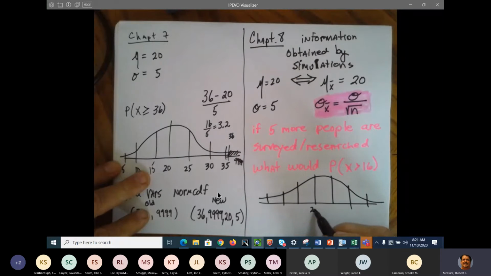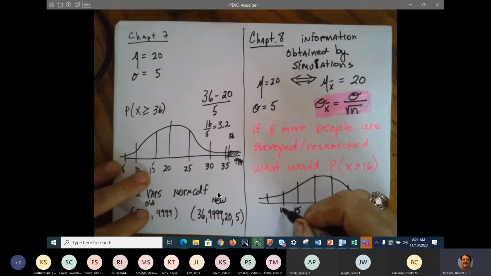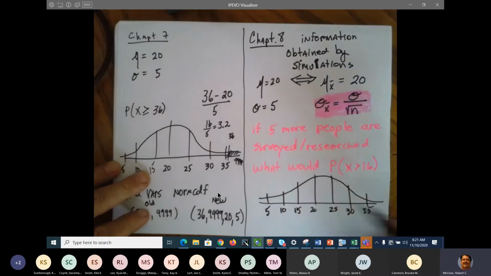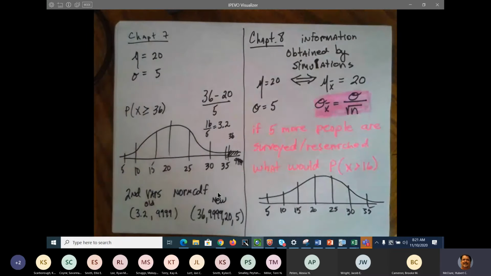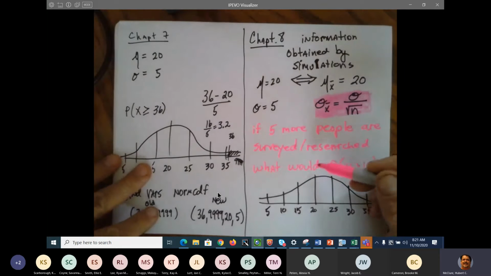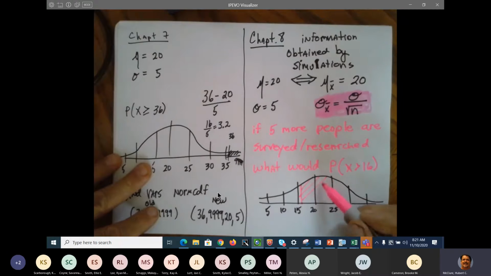And that's 20, 25, 30, 35, 15, 10, 5. And they want to know, since you researched 5 more people, what was the probability of one of those people being greater than 16, whether it's a score or shoe size or whatever?